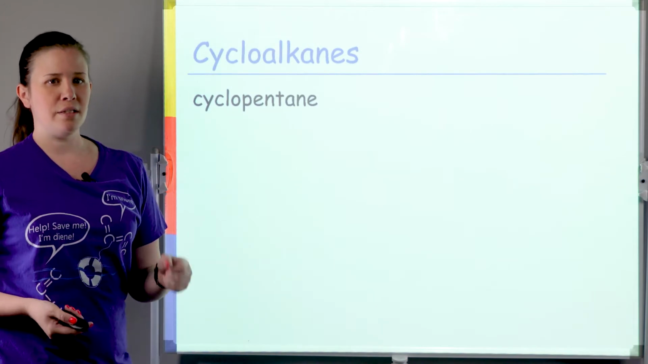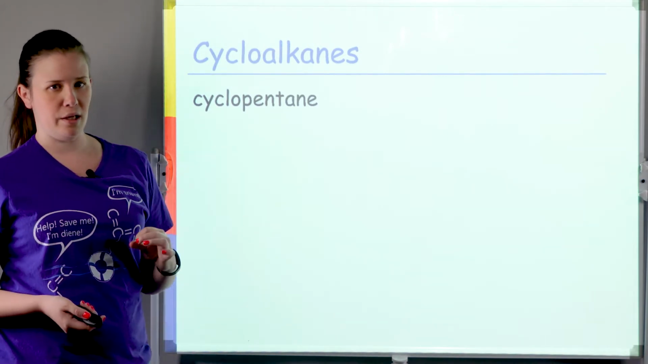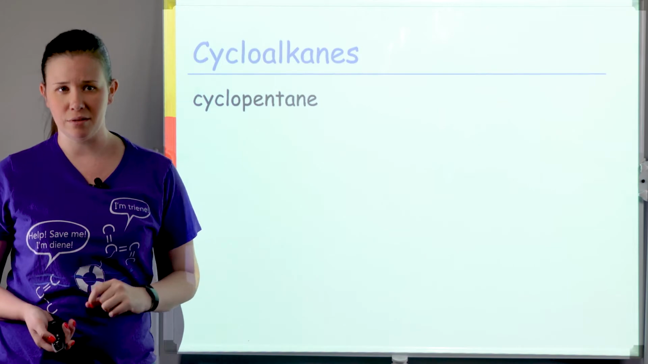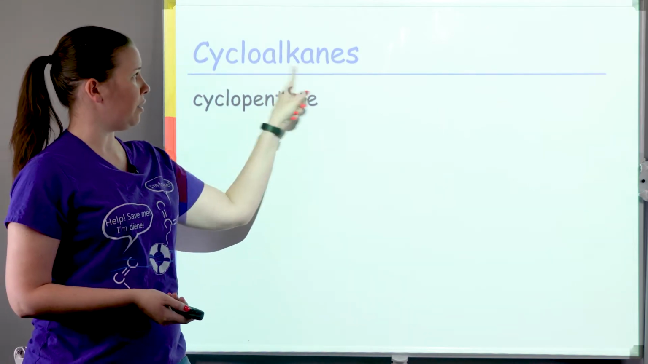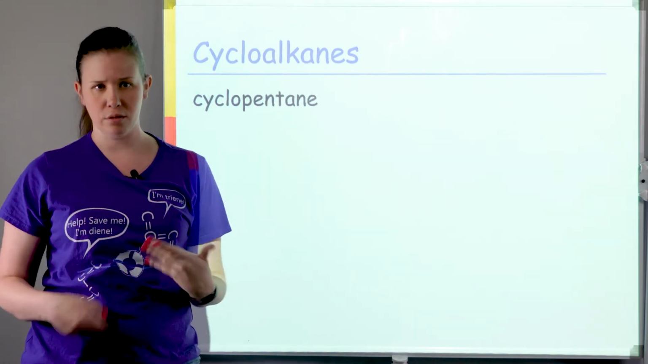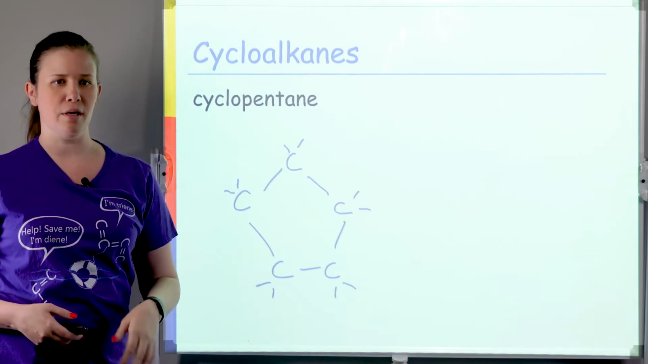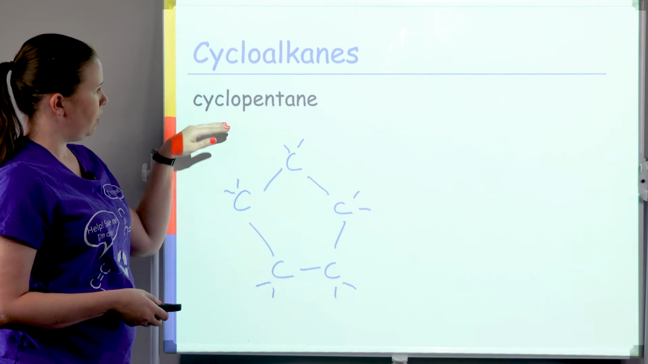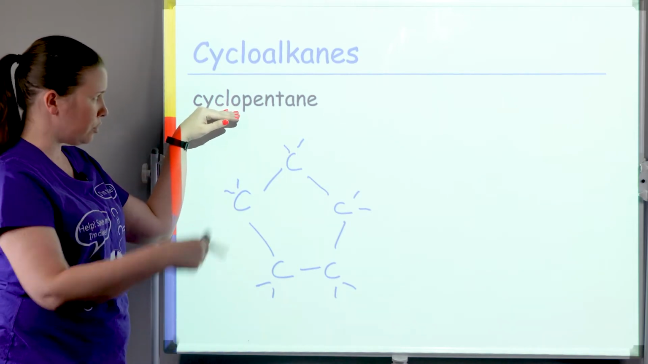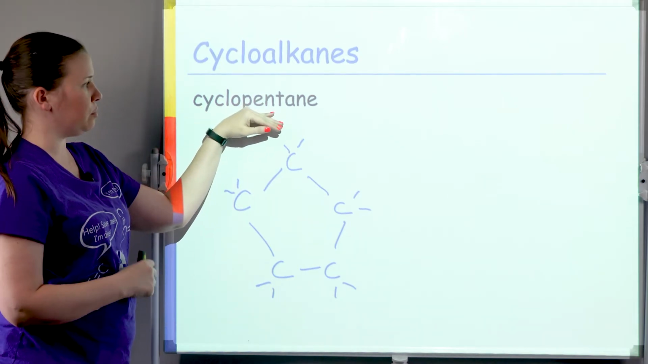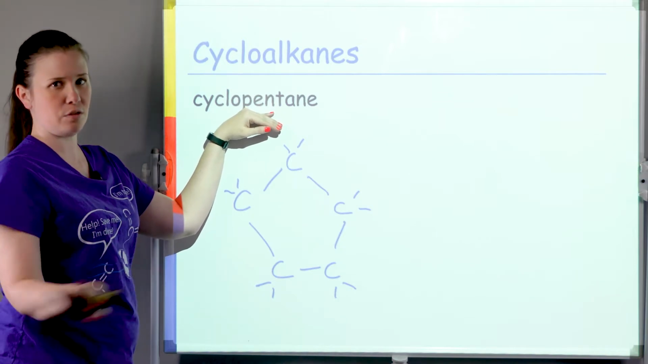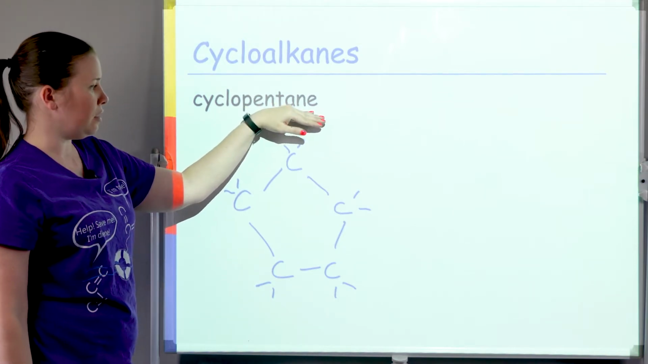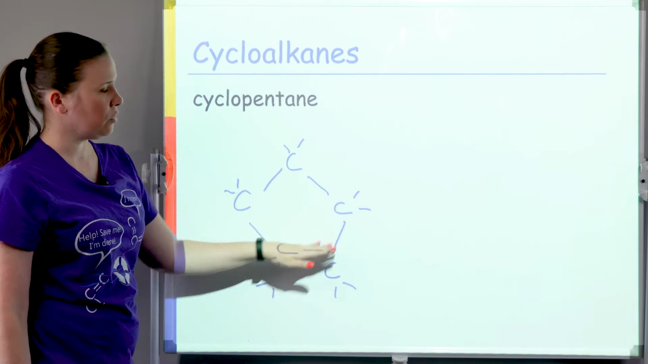All right, let's talk about cycloalkanes, which is exactly what it sounds like. We're going to have alkanes in a circle, circular alkanes, cycloalkanes. So something like this, cyclopentane. Cyclo tells me I have a circular pattern. Pent tells me how many carbons, so those prefixes are going to be in everything. And then the ANE shows the single bonds.